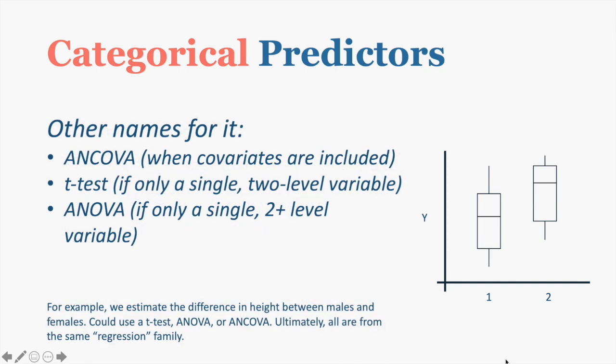So when we do categorical predictors, there are other names for it. There's ANCOVA when you have covariates included, a t-test when you just have a single two-level predictor, ANOVA if you have two or more levels. All of these are just regression, just with specific names tied to them.